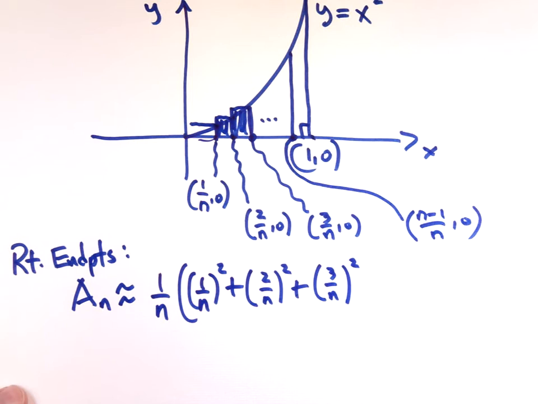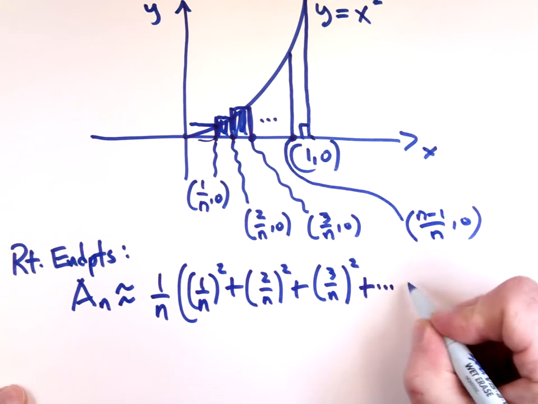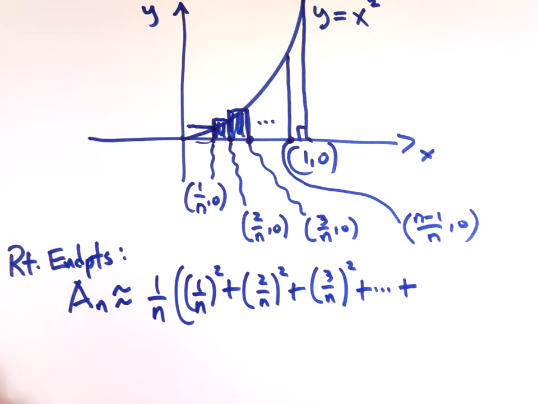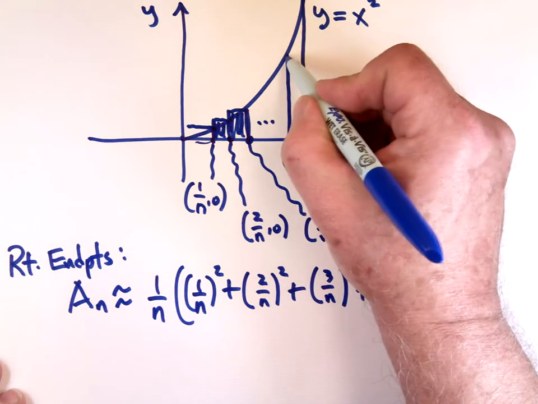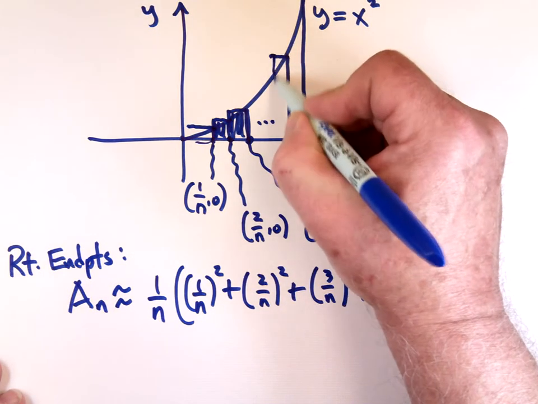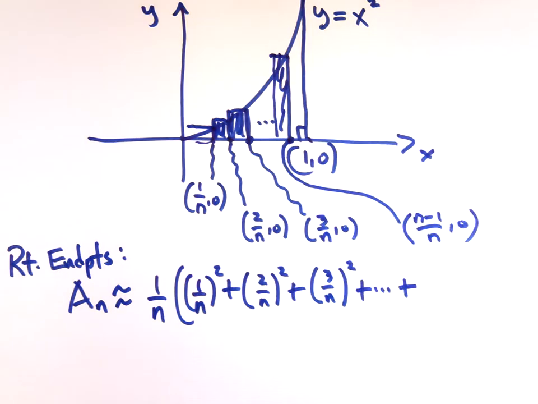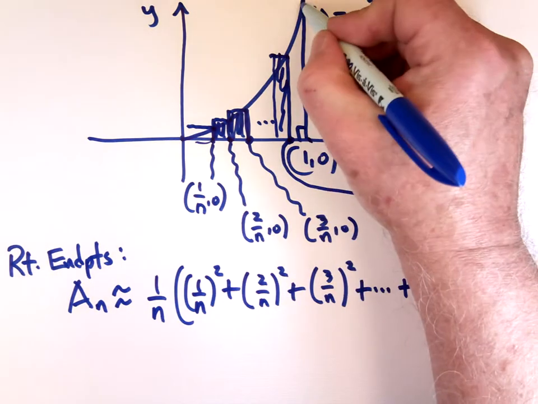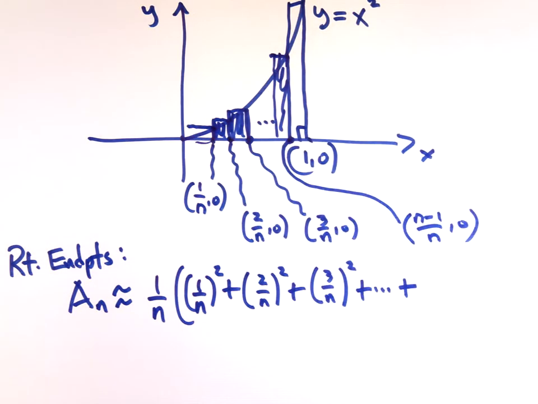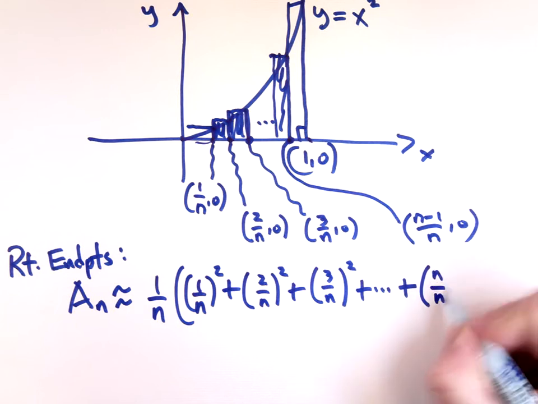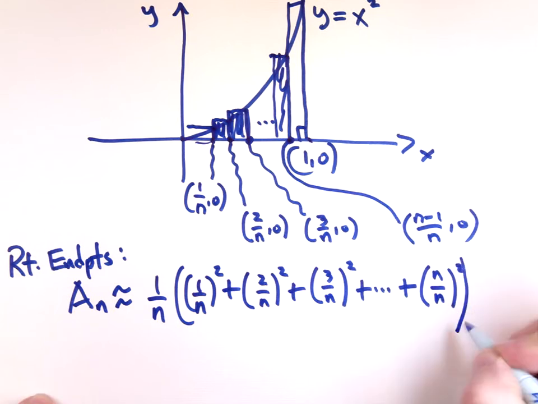My last rectangle, my last right endpoint rectangle, its height is going to be, is it going to be what? No, well, that would be the second to last one. That would be this guy right here. The last one is going to be this one here, which is going to be 1. And I'm going to write the 1 in the form of n over n. Okay, how's that look? In terms of n rectangles, this will give me the area under that curve.